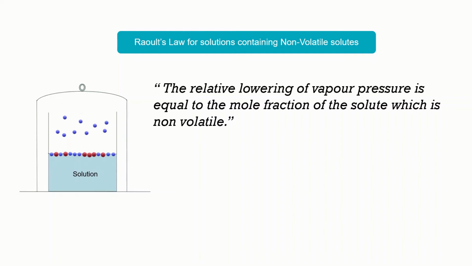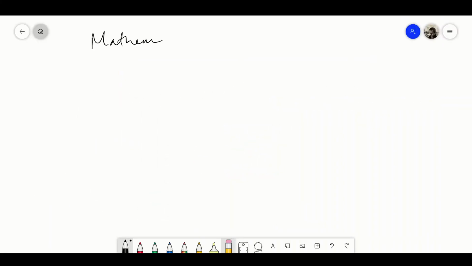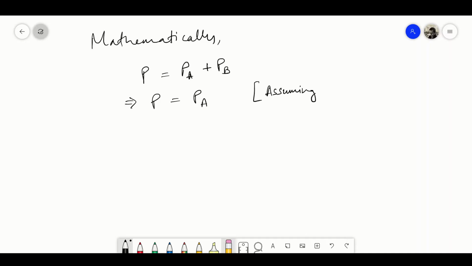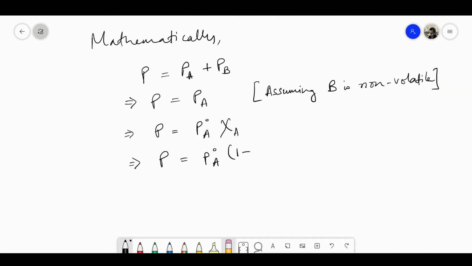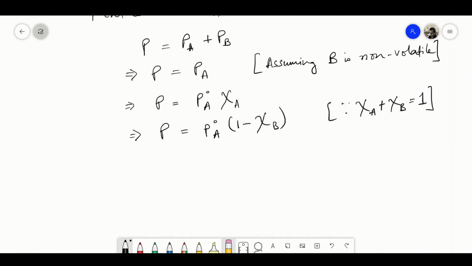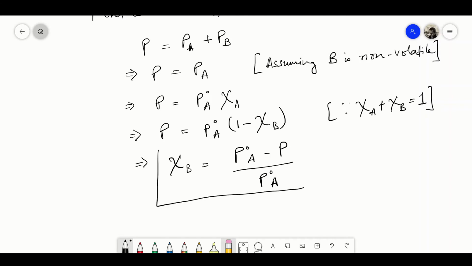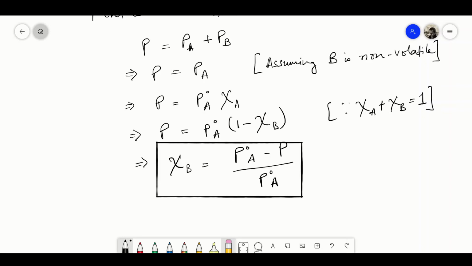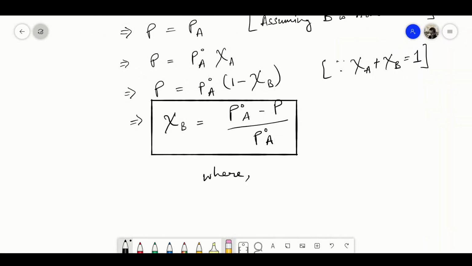Now, mathematically, for a solution containing components A and B, the vapor pressure of the solution can be written as P is equal to PA plus PB. Now, assuming that B is the non-volatile solute, we can write the equation as P is equal to PA, or P is equal to P naught A into chi A. Now, in this case, we can substitute the value of chi A by 1 minus chi B, since the sum of the mole fractions of the components in the solution is unity. On doing so, we can derive the relation for the relative lowering of vapor pressure, which is equal to the mole fraction of the non-volatile solute.